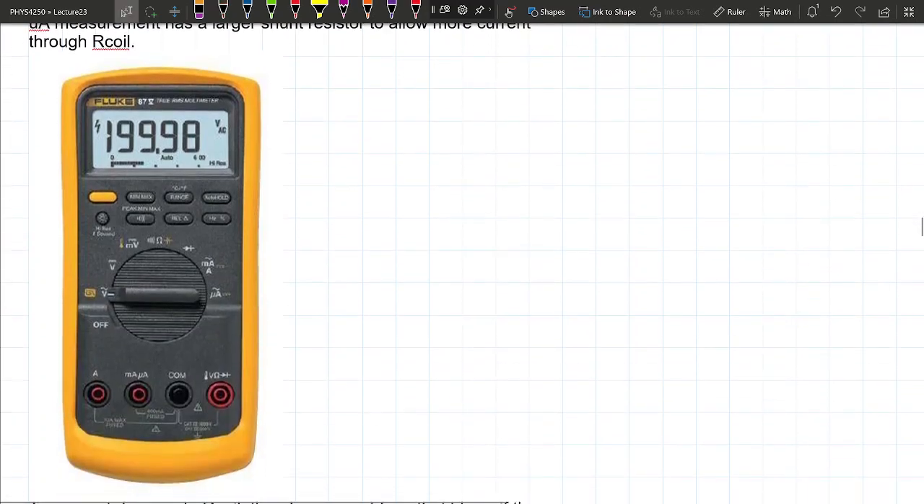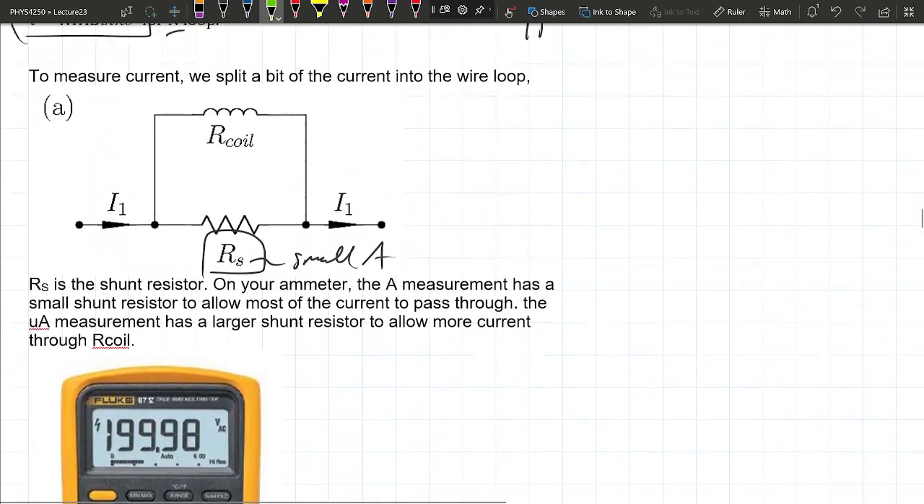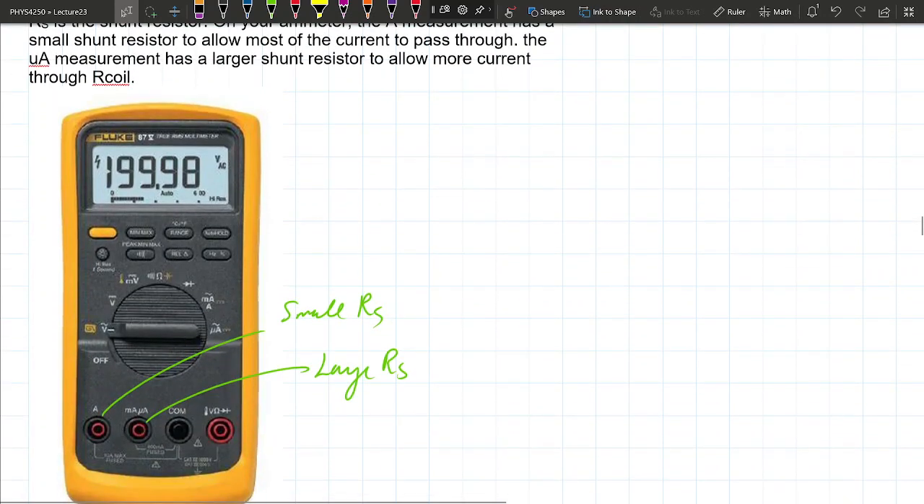But if you plug it into this side, milliamp and microamp, it's going to give you, let me just mark this, small R_S. This one has a large R_S. What that does is it pipes most of the current through your coil. Therefore it deflects the needle more when you have a smaller amount of current going through it. That makes sense? So this microamp port is more sensitive, but it's also easier to break, because if you put too much current through it, you're basically going to break that little spring that's holding it back.